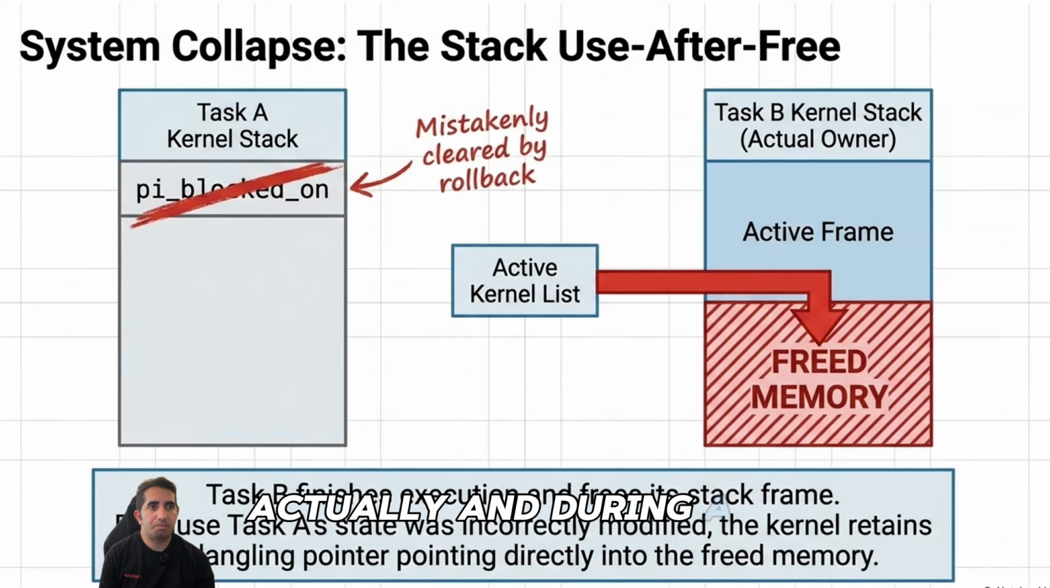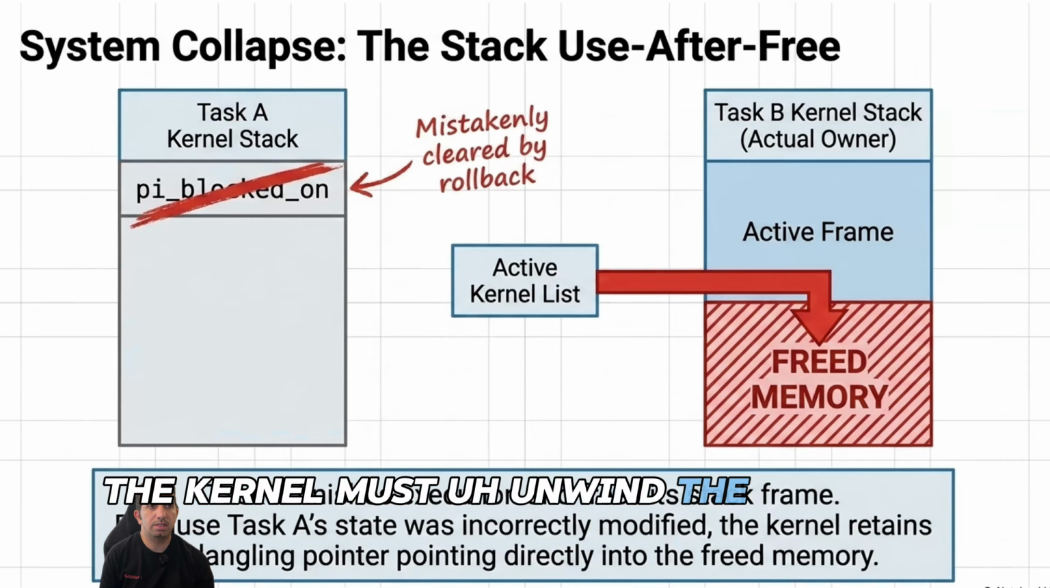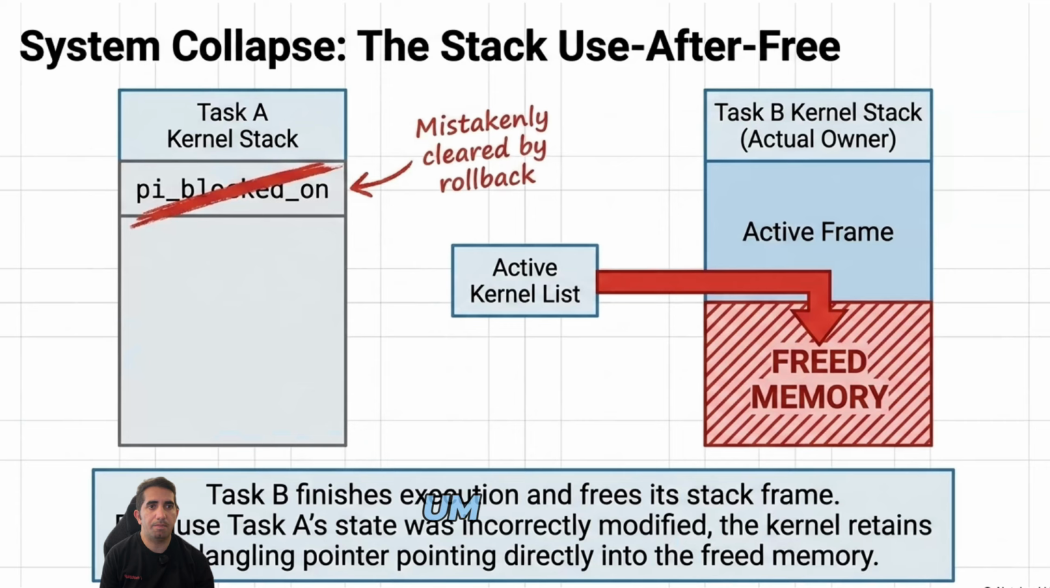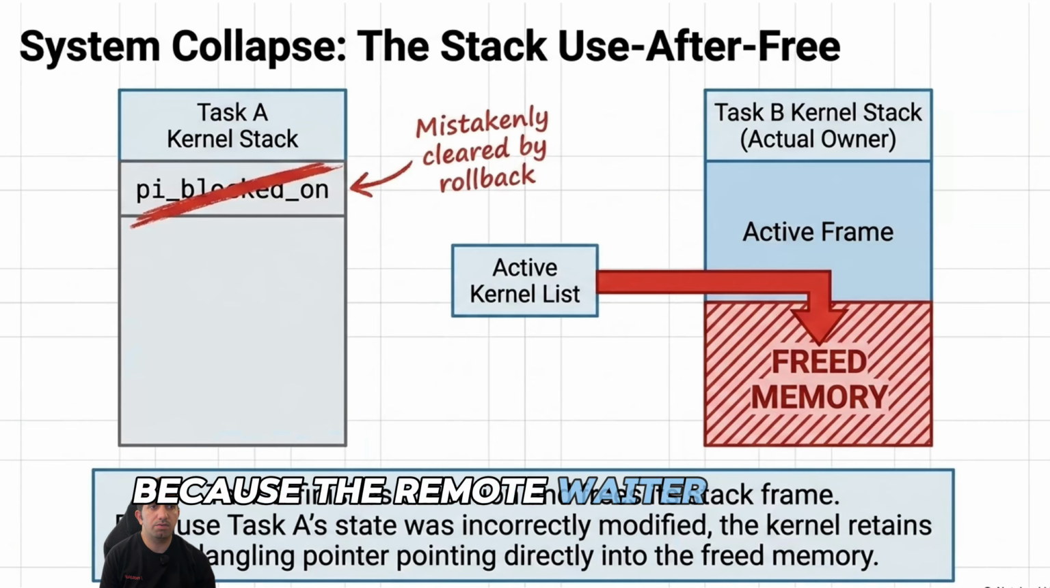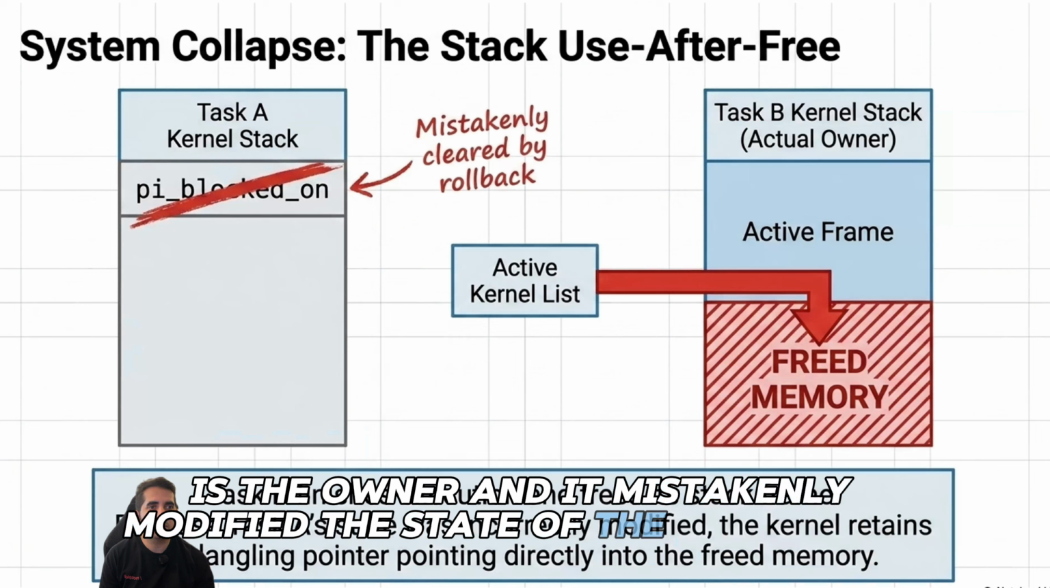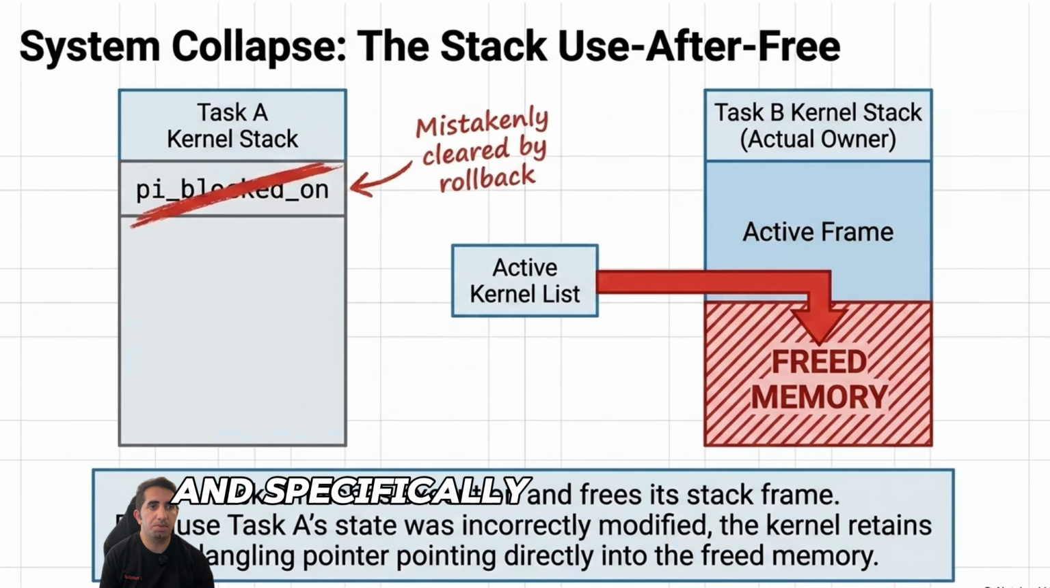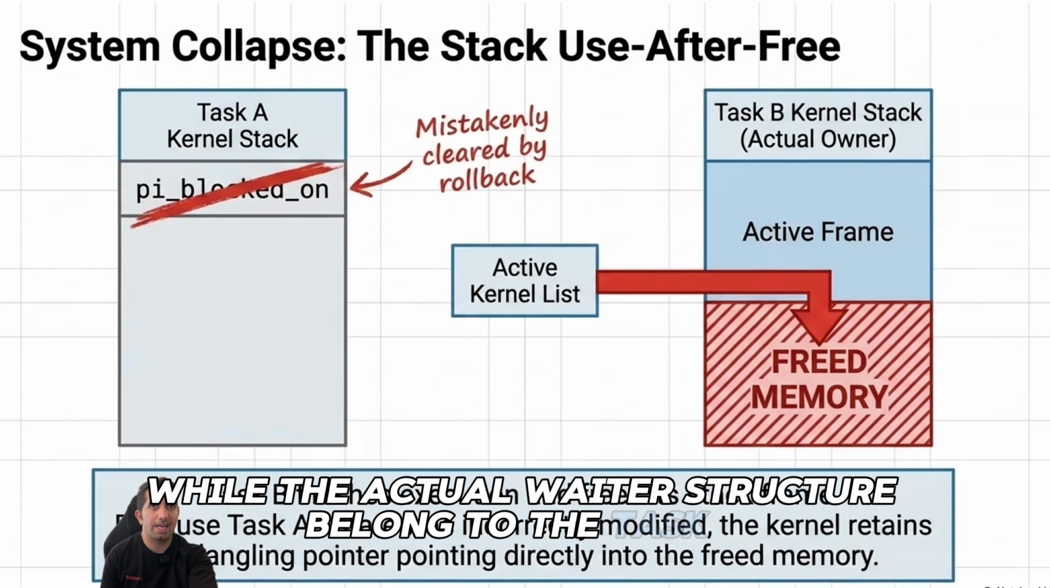During the rollback, the kernel must unwind the state of the sleeping thread. It calls the remove_waiter function to clean up, and because the remove_waiter function assumes the executing thread is the owner, it mistakenly modifies the state of the wrong task. Specifically, pi_blocked_on is cleared on task A while the actual waiter structure belongs to task B.